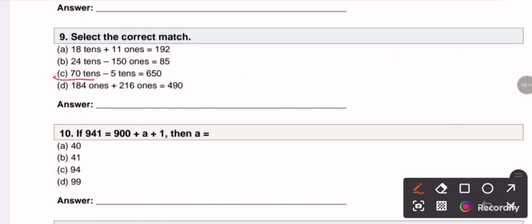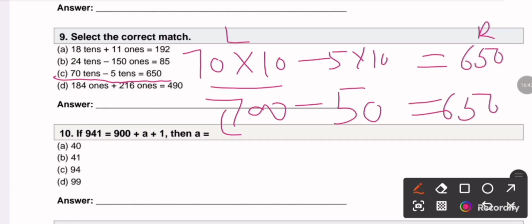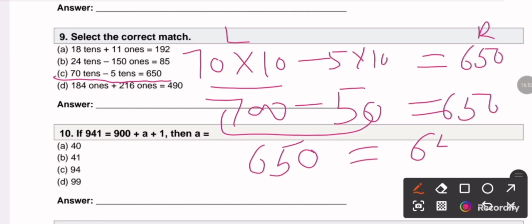C option. 70 tens minus 5 tens is equal to 650. 70 tens means 70 multiplied by 10, so 700, and 5 tens means 5 multiplied by 10, which is 50. So 700 minus 50 is equal to 650. Solve this. The answer is 650, and 650 is equal to 650. So both the sides are equal. So this is the correct option. C option is the correct option.